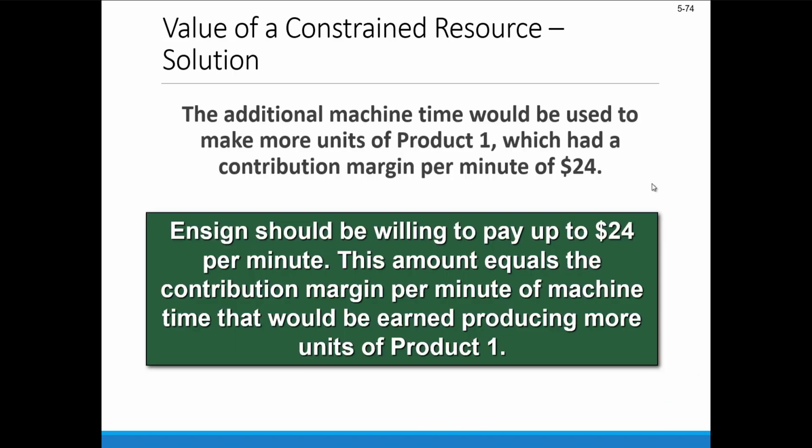Now in Ensign's case, the additional machine time would have to be used to make more units of product 1, because the demand for product 2 was already completely filled. And that product had a CM per minute of $24. So all else equal, Ensign should be willing to pay up to $24 per minute for additional processing time on that machine A1. So maybe we can outsource processing. Maybe we can potentially secure a rental or some kind of other situation where we're increasing capacity. Bottom line is they should be willing to pay up to $24 per minute for that, because we would be making and selling these additional units of product 1.